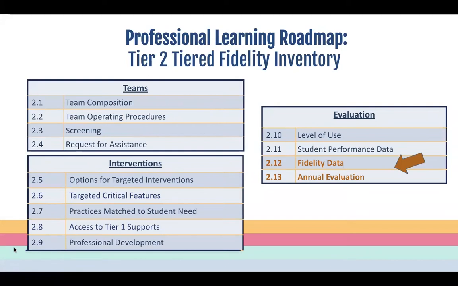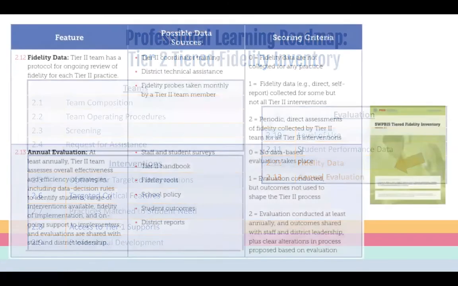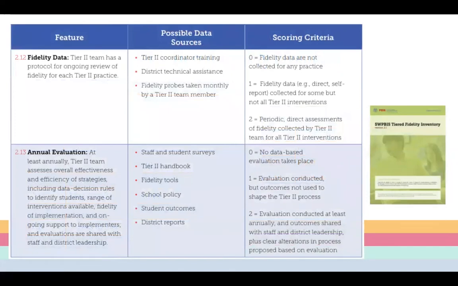Referring back to our Tier 2 TFI roadmap, in this module, we will look at features 2.12 and 2.13, fidelity data and annual evaluation. Feature 2.12 reads that the Tier 2 team has a protocol for ongoing review of fidelity for each Tier 2 practice. Take a moment to read the corresponding scoring rubric.